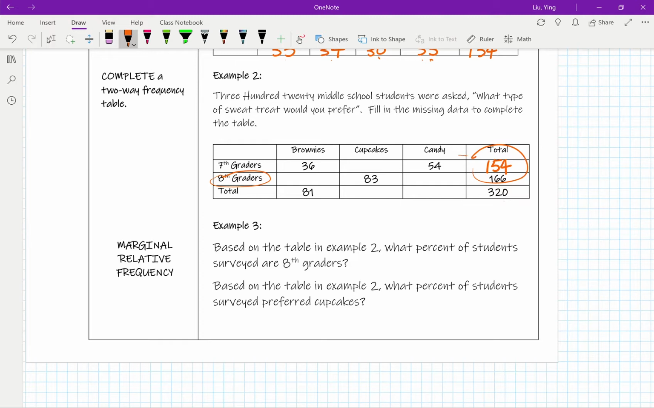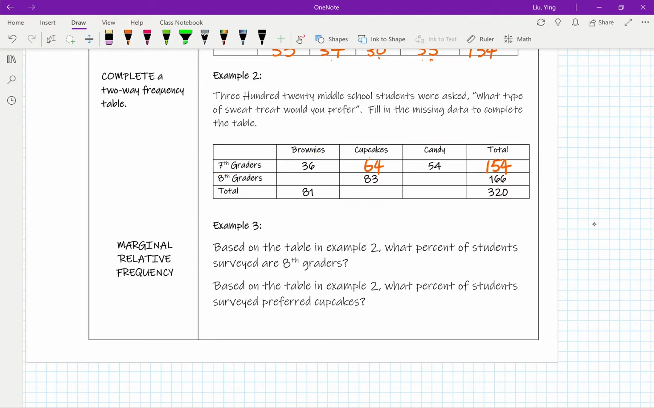Okay, so now we go from this puzzle piece to another one. If we look across this way, we can see that we're missing one blank here. So brownies, cupcakes, and candy, these three numbers should add up to 154, right? So same thing like we did before, we do 154 minus 54 minus 36. We're going to put that in the calculator. Then that is going to give us 64. Okay, so we put 64 here.